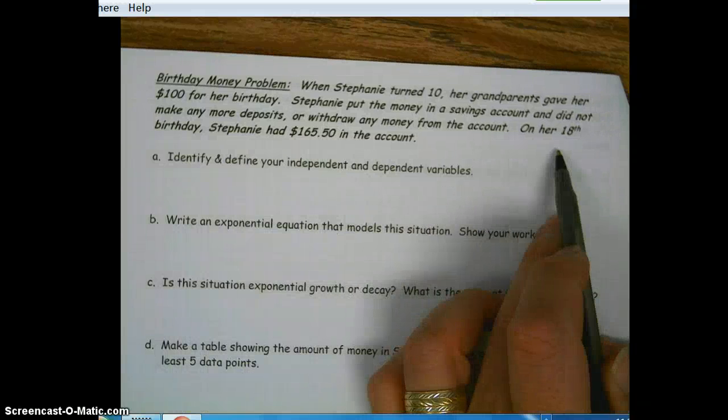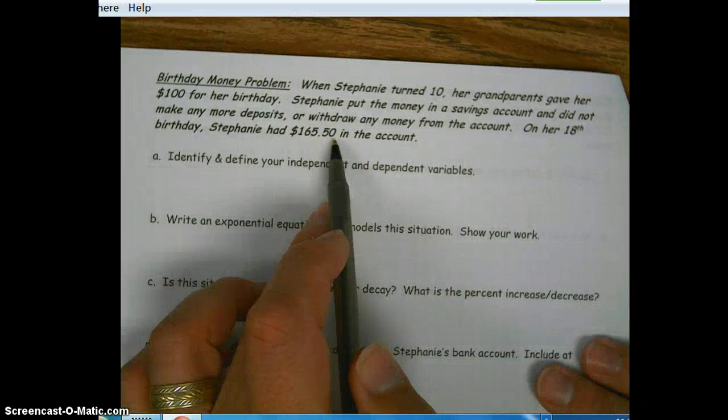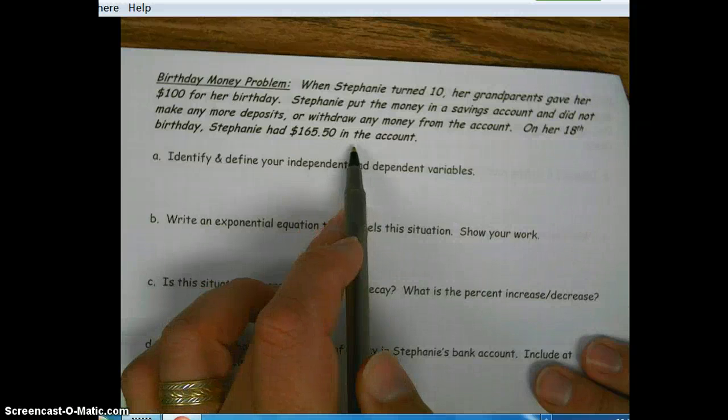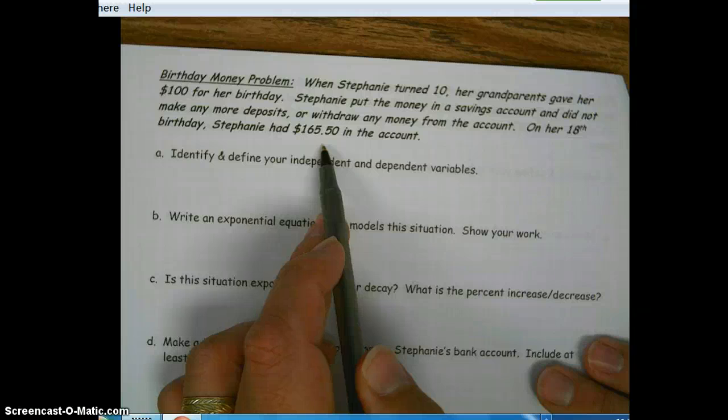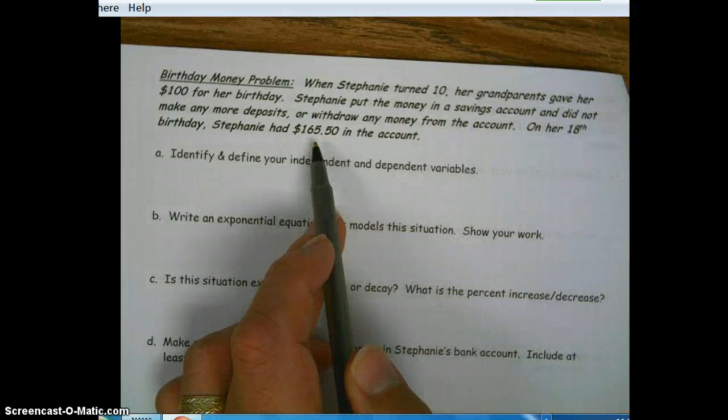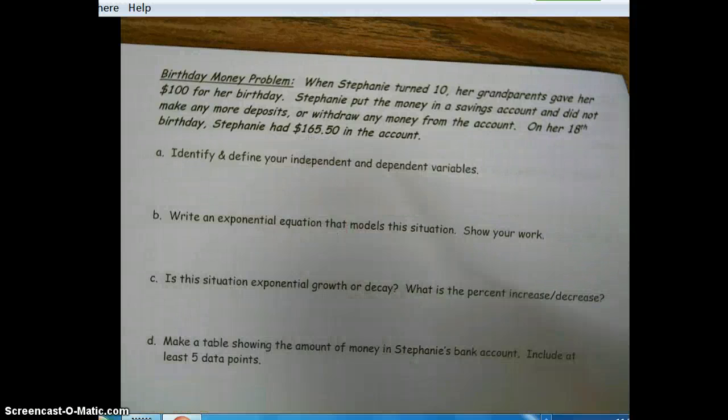On her 18th birthday, Stephanie had $165.50. So she waited 8 years to get $165.50. Well, I guarantee you, we probably wouldn't have that much money at the interest rates nowadays.